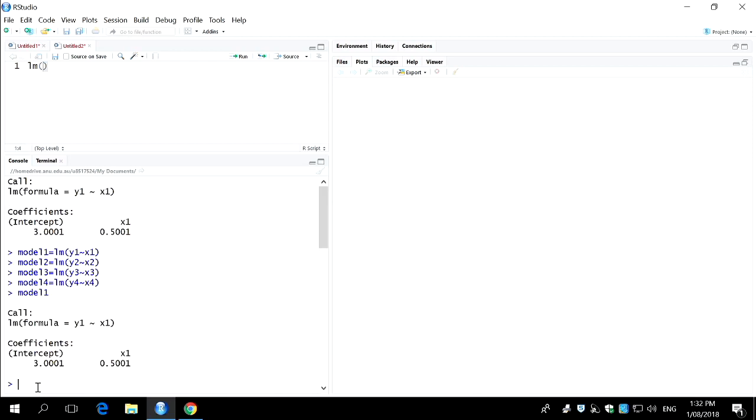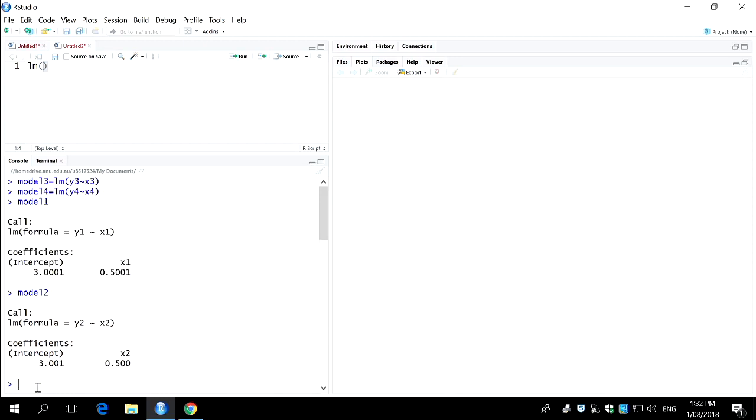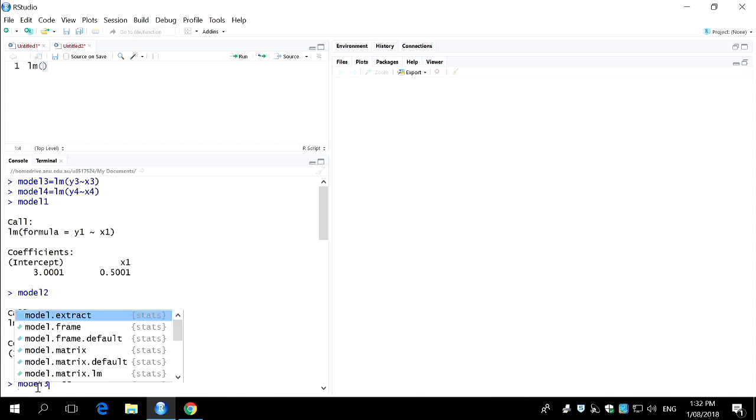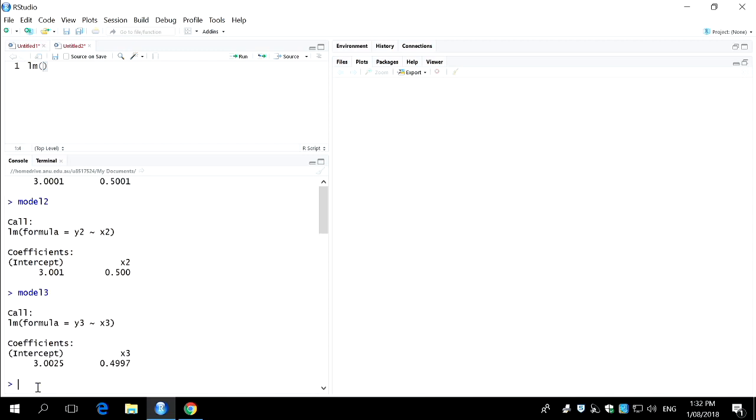Let's look at model 1. Model 1, y1 is 3 plus a half times x1. Let's have a look at model 2. y2 is 3 plus a half times x2. Okay, let's have a look at model 3. y3 is 3 plus a half times x3. There's a bit of rounding, but basically the same. Model 4, y4 is 3 plus a half times x4. So the same model is fit for each of those.